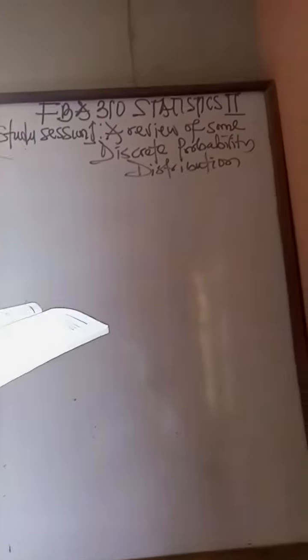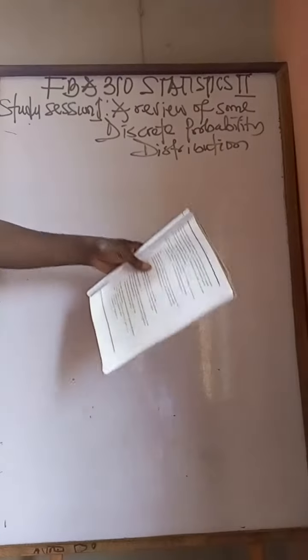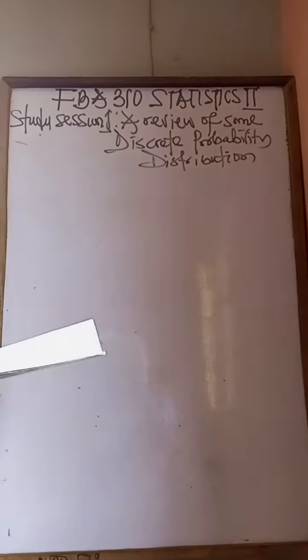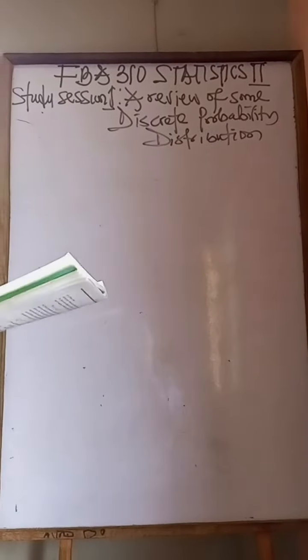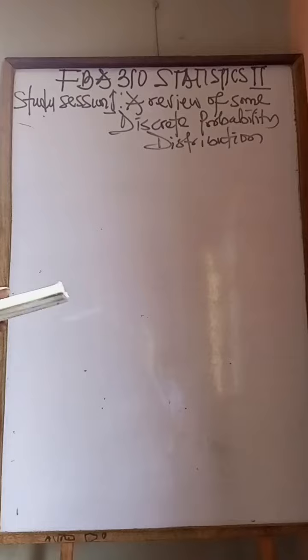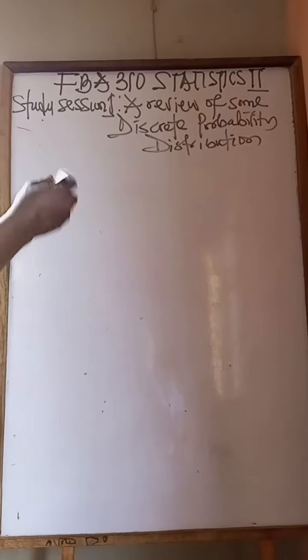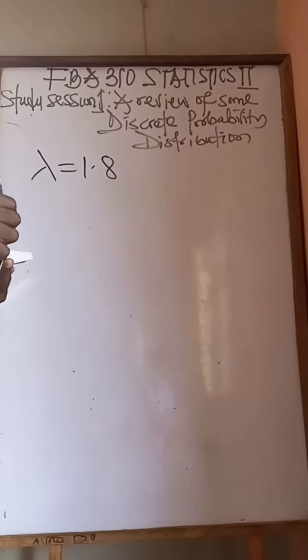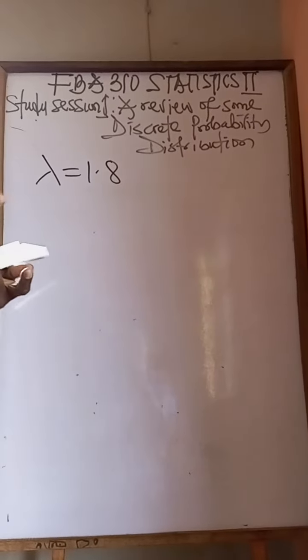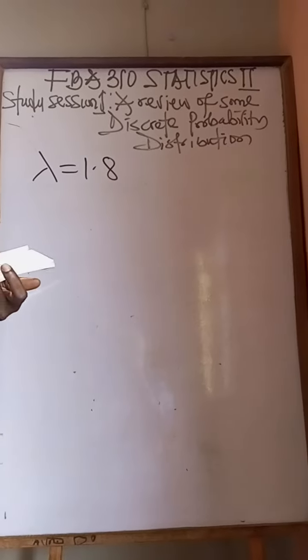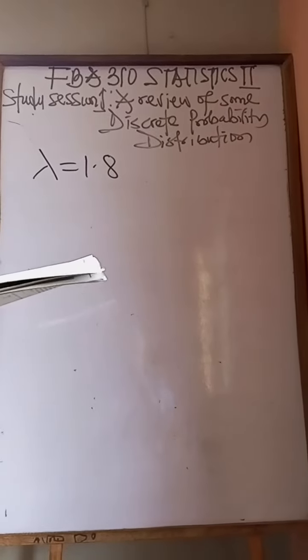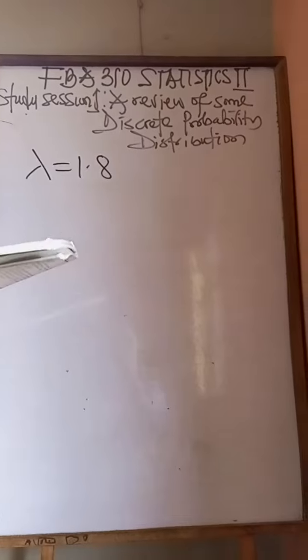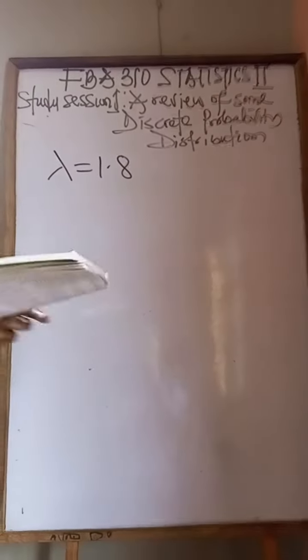Our next question, I will take that directly from a model. That is one of the questions of your SAQ, self-assessment question, and it goes thus. If the random variable x follows a Poisson distribution with parameter lambda equals 1.8, then you have to find one, the mean of the random variable x, two, the variance, and three, the coefficient of variation.